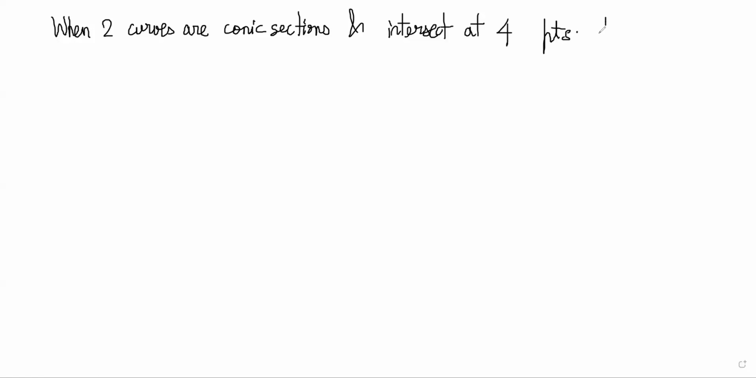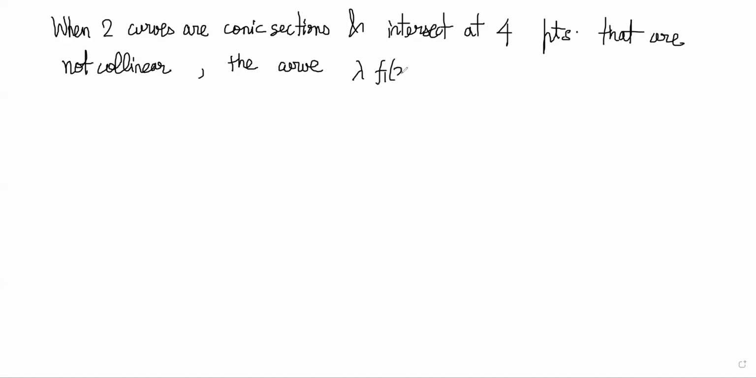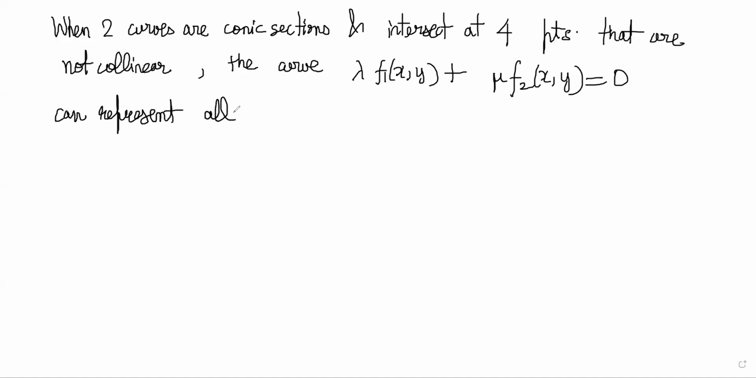When two curves are conic sections and intersect at 4 points that are not collinear, the curve lambda f1(x, y) plus mu f2(x, y) equal to 0 can represent all conic sections that pass through these 4 points.